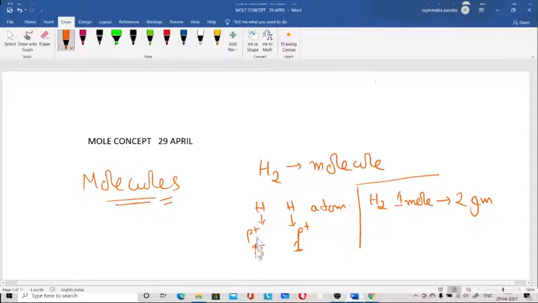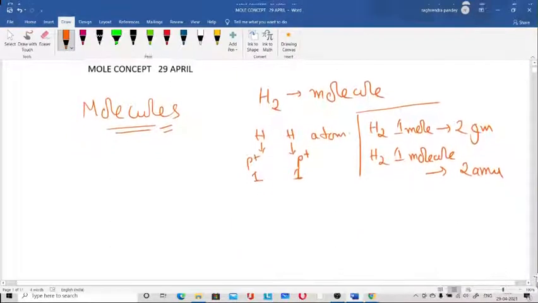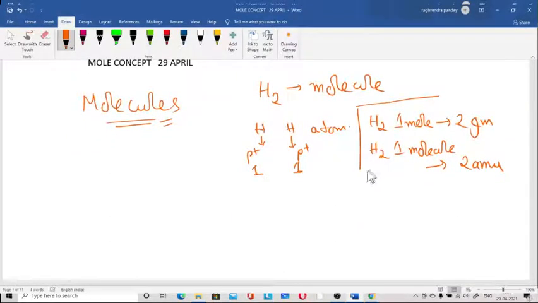Okay, each hydrogen is 1 gram. I'm talking about 1 mole. Okay, if I talk about H2, 1 molecule, it is 2 AMU. 2 AMU, got it? So that is the previous concept, just it is the molecule. So it is diatomic, meaning containing two atoms.